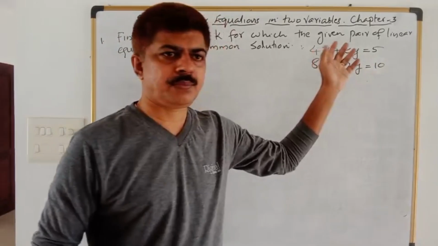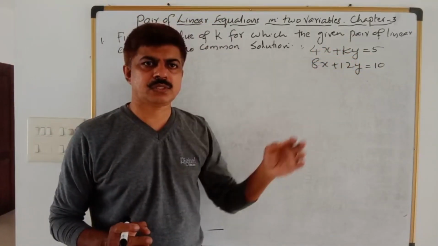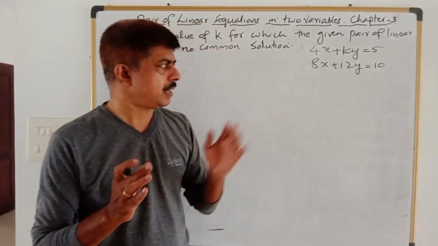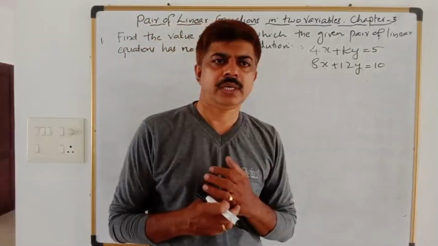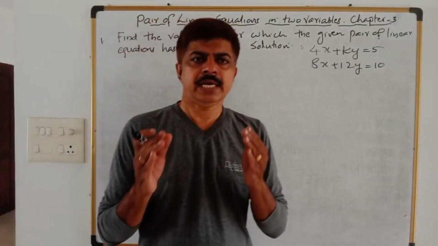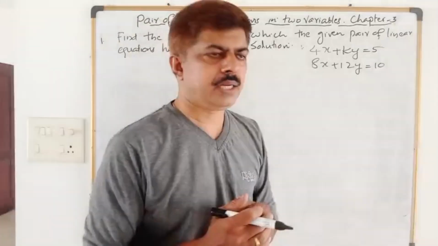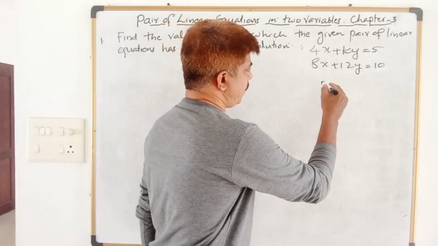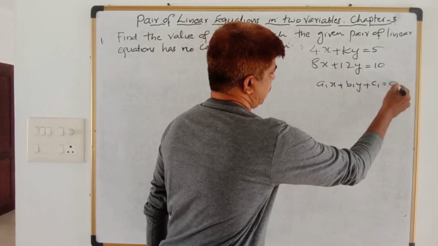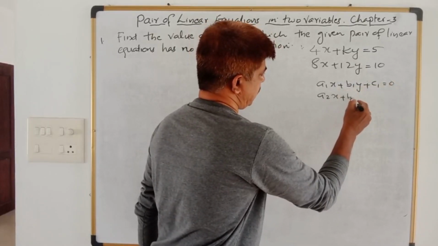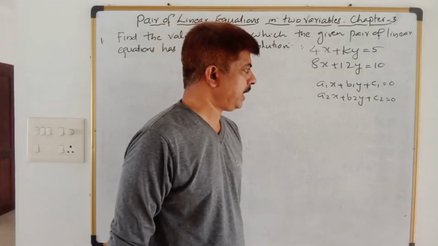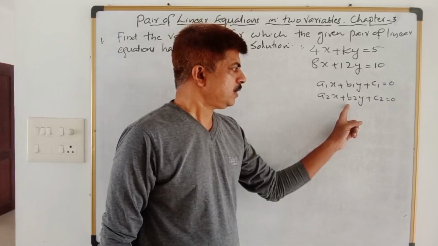10. Students, before we find the solution of this question, we should discuss some basic terms, basic things related to this topic. We should know the general form of a pair of linear equations in two variables. What is the general form? We have a1x plus b1y plus c1 equals 0, a2x plus b2y plus c2 is equal to 0. This is the general form of a pair of linear equations in two variables.